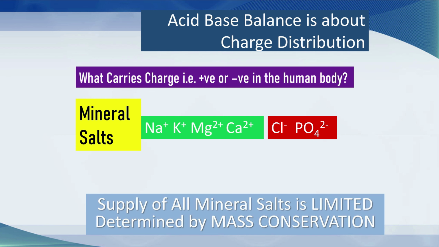The supply of all mineral salts in the body is limited, and it's determined by mass conservation, and the body goes to a lot of trouble to keep the levels of those salts very, very tightly calibrated. For example, the plasma sodium is 140 millimoles or milliequivalents per liter, and it stays around that level. The body will ingest sodium and it will excrete sodium, and it will try to do that to keep sodium at the same level. If a patient becomes overhydrated, the sodium drops. If they become dehydrated, the sodium rises. If the patient becomes dehydrated, they get very thirsty. They want to drink water to bring the sodium down.